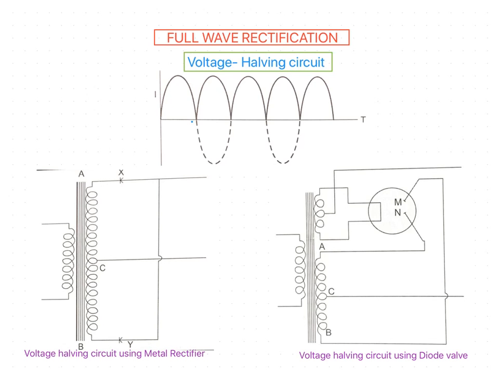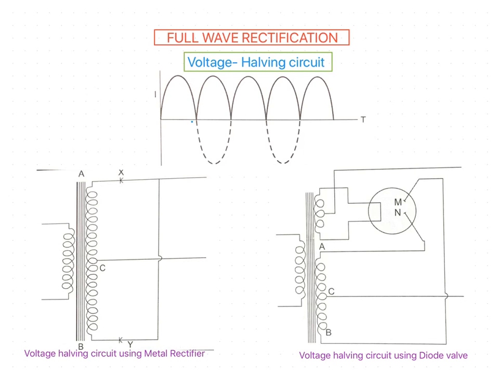We know that there are two types of rectification: one is half wave rectification and the other is full wave rectification. We have already discussed half wave rectification, where the current produced is unidirectional, interrupted and pulsating. Now in this session we are going to discuss full wave rectification, which is another type of rectification process.